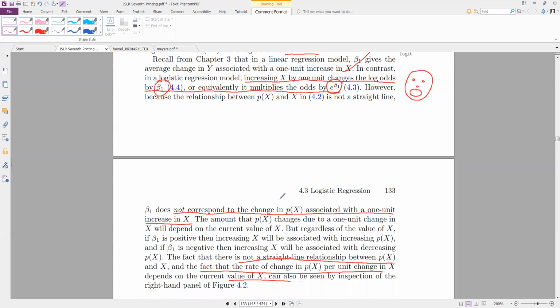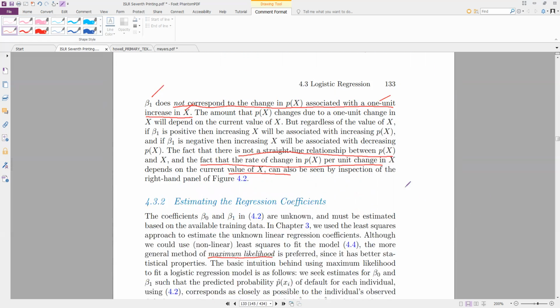So here's what they say here. Because the relationship between the probability of X and X is not a straight line, B1, the coefficient, does not correspond to the change in probability associated with a 1 unit increase in X. It's not linear in that way. So we need to remember that. We'll see that again in a second.